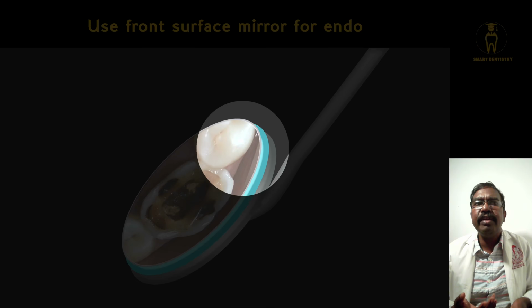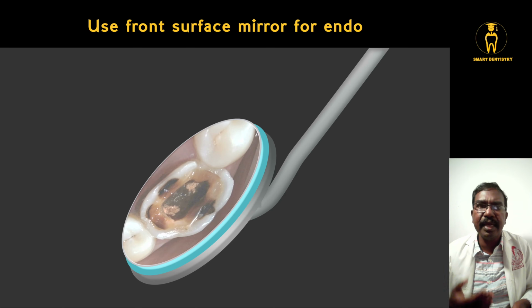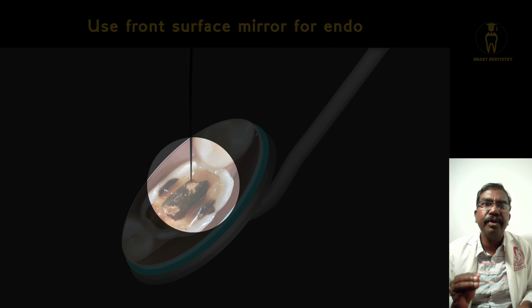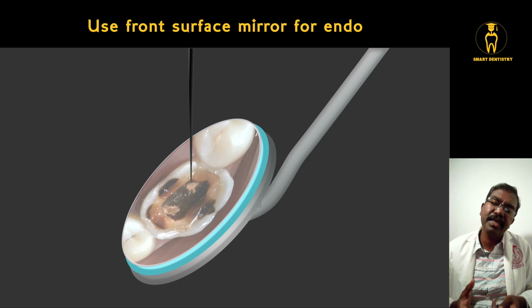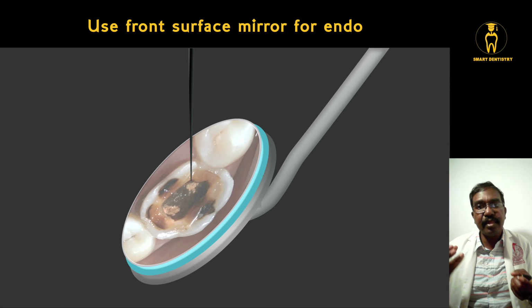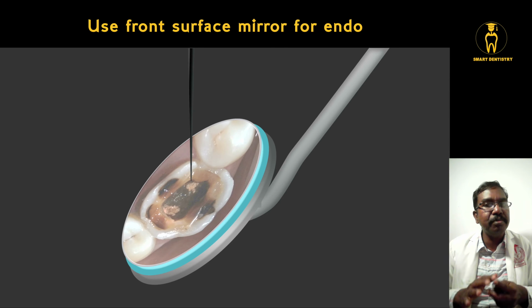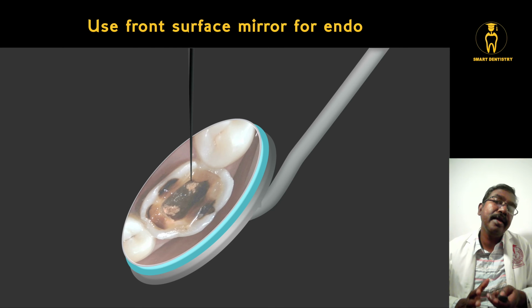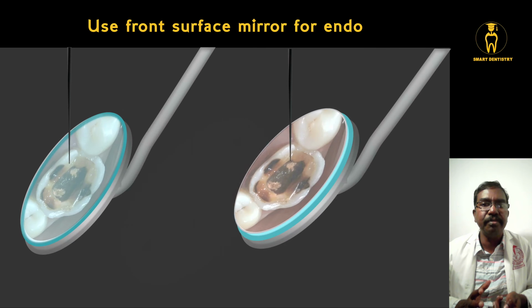the advantage. Whenever you are seeing any object, or whenever you are trying to touch an orifice with a probe, you will be able to see exactly where you are doing. So the discrepancy between the real object and the one we are going to see through the mirror will be prevented. So I recommend that for all endodontic procedures, it is better to use a front surface mouth mirror.